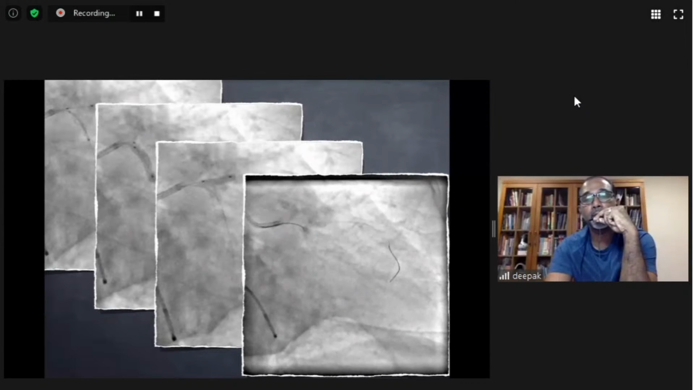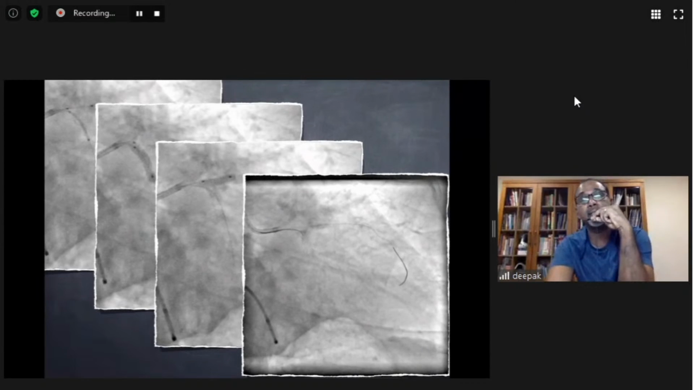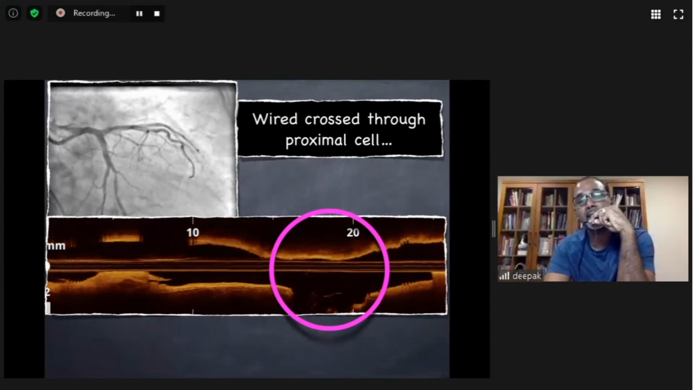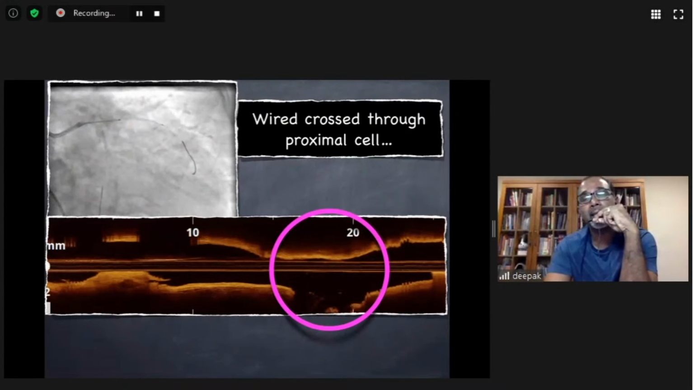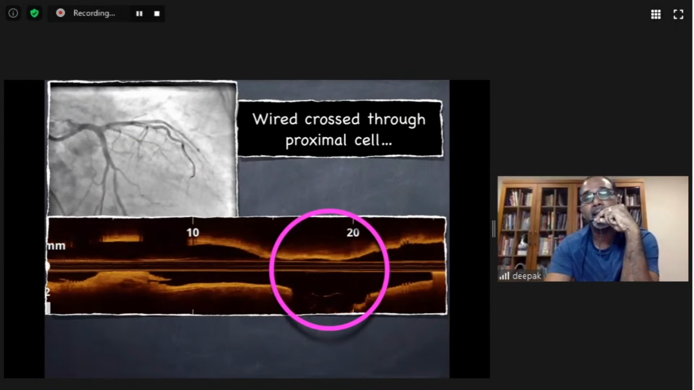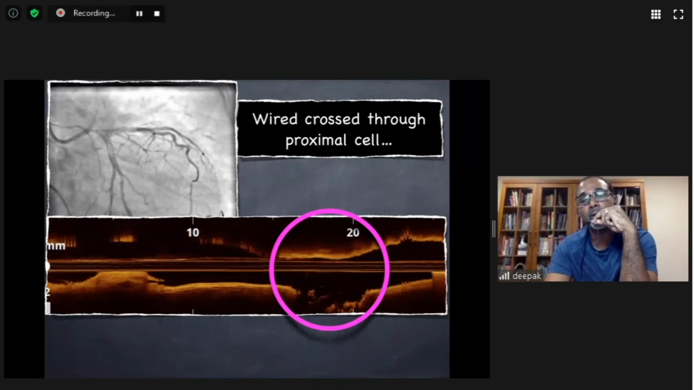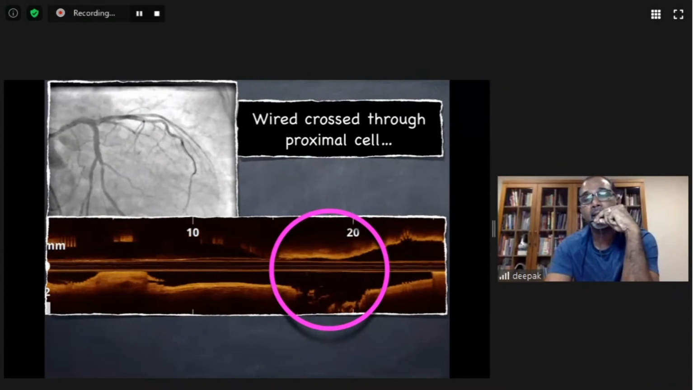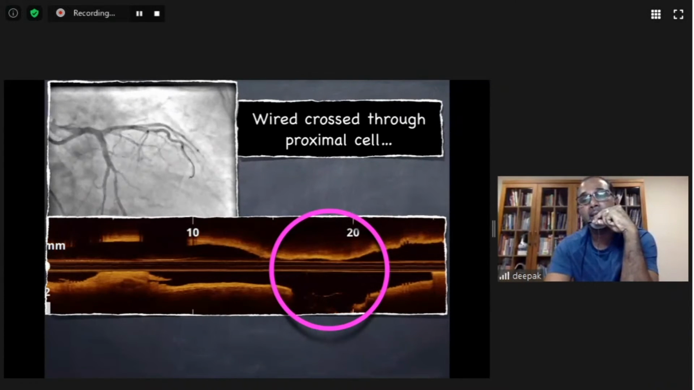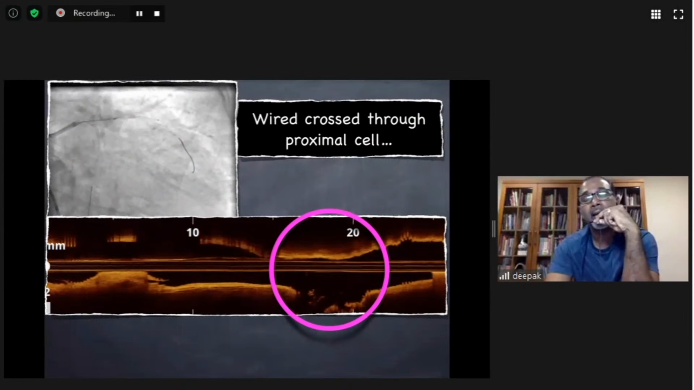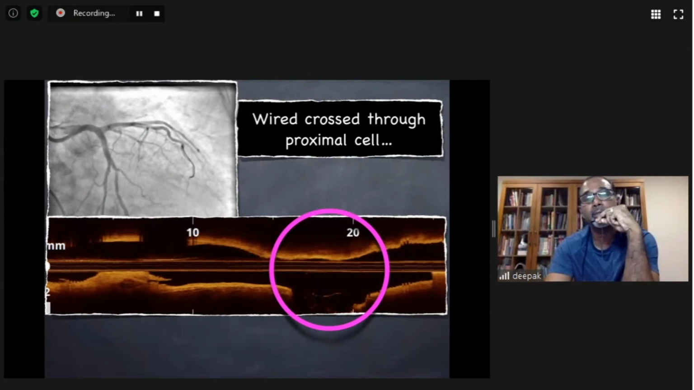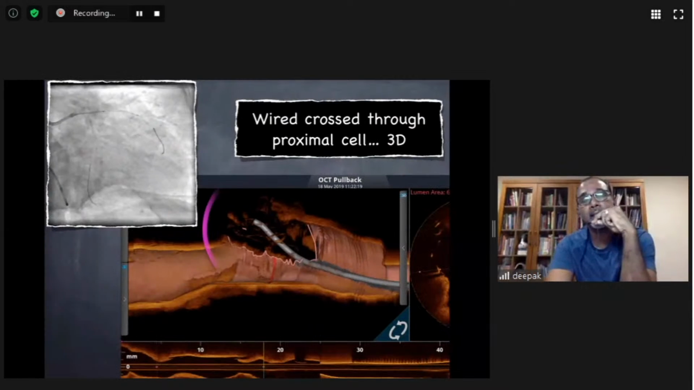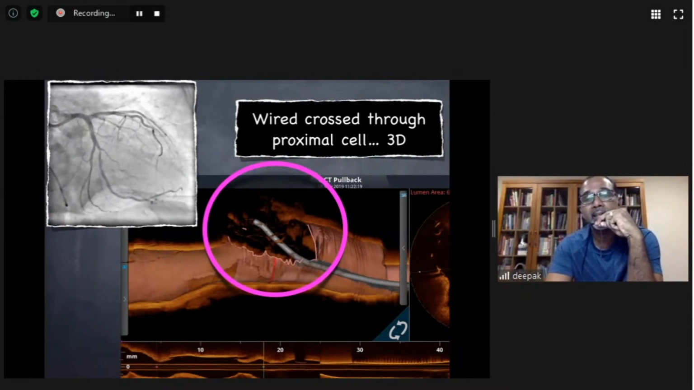We were trying to get through the proximal cell into the side branch, and once we got into the side branch, we did the next OCT run from the LAD back into the left main to see where exactly the wire has gone through. You could see in the longitudinal image down there that there are two cells, and the wire from the left main has gone through the proximal cell into the side branch, which could be better appreciated in this particular 3D reconstructed image.